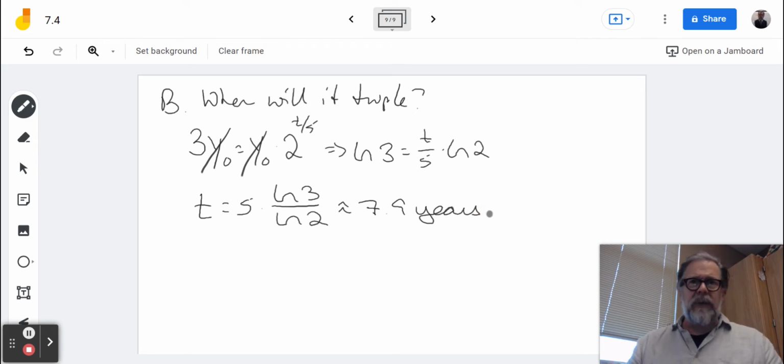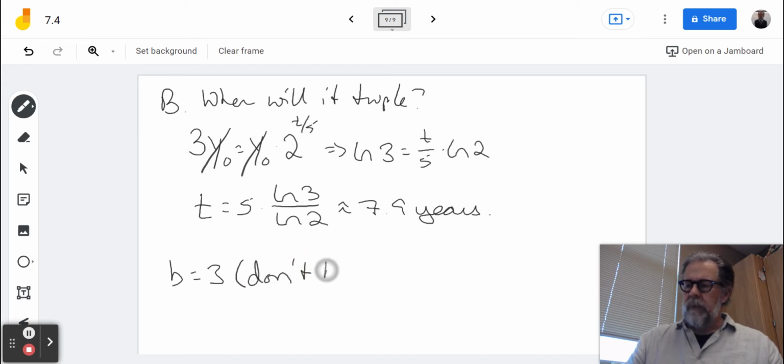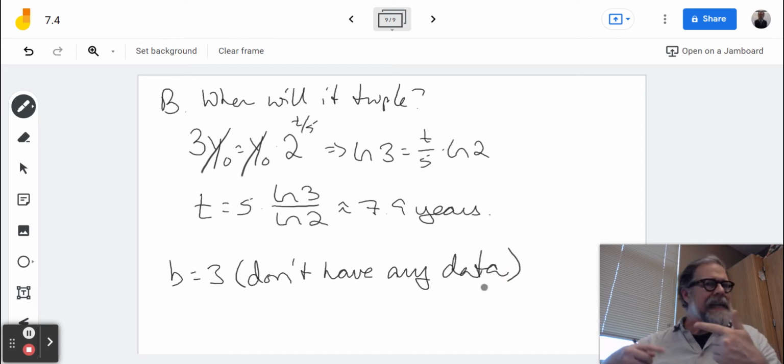Now, why would I do this instead of just making my base 3? Well, the problem with making base 3 is that I don't have any data. I don't have any data that tells me when it gets to a certain place. So what I'm actually doing is I'm just using it doubles every 5 years to now calculate some triples.